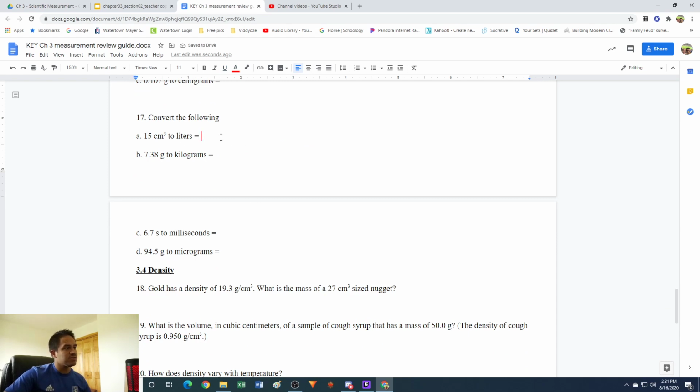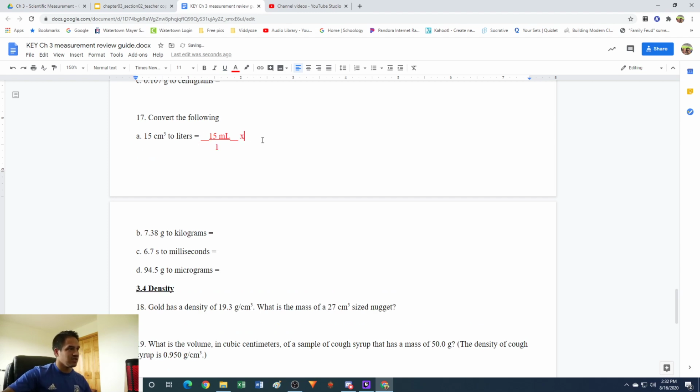15 cubic centimeters to liters. Now this one might seem a little bit weird, but remember, okay, this is important to remember. 1 cubic centimeter is the same thing as 1 milliliter. So this is essentially 15 milliliters, and they want us to convert that into liters. And there are 1,000 milliliters per liter. So for every 1 liter, there are 1,000 milliliters. Okay, it's gonna look like that. So basically just take 15, divide it by 1,000, and we get 0.015 liters as our answer.